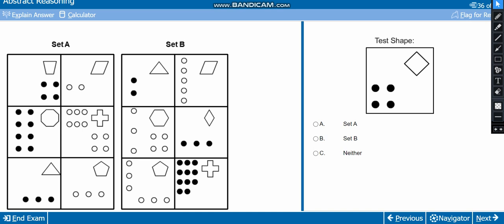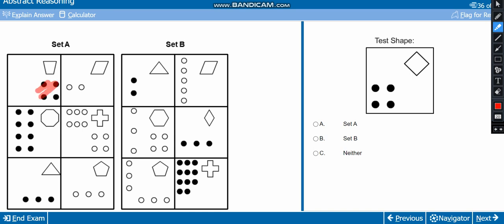Today we're going to attempt this abstract reasoning question. I advise you try and go over it yourself before I attempt the question to try and get in some more practice. Here we have set A and set B, which each have a different shape in the box, as well as a number of different dots. These dots are either black or white.